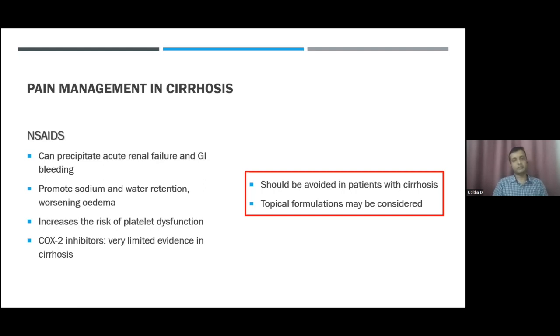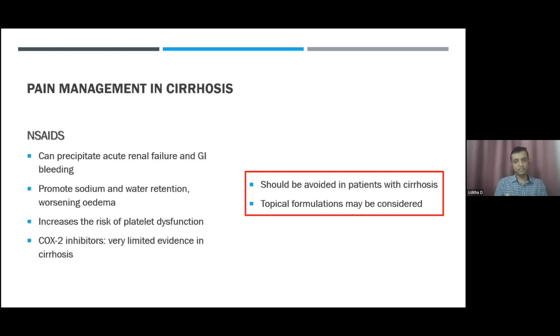And of course, it can precipitate GI bleeding due to direct irritation. And it promotes sodium and water retention, worsening edema, and it increases the risk of platelet dysfunction. So there are several ways by which the non-steroidal anti-inflammatory drugs can affect or damage patients with pre-existing cirrhosis. So the bottom line is you should avoid it in patients with cirrhosis unless absolutely necessary for very short periods.